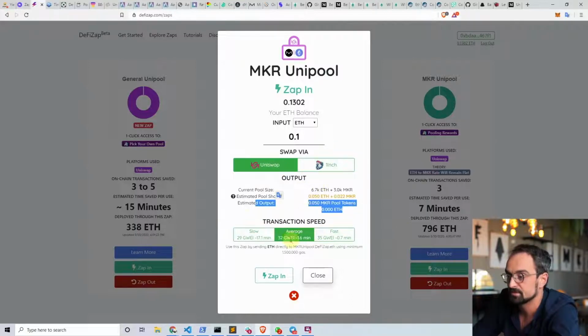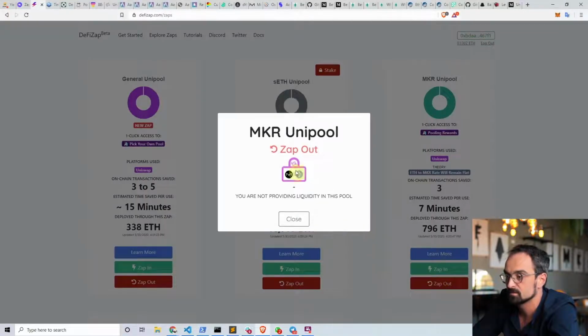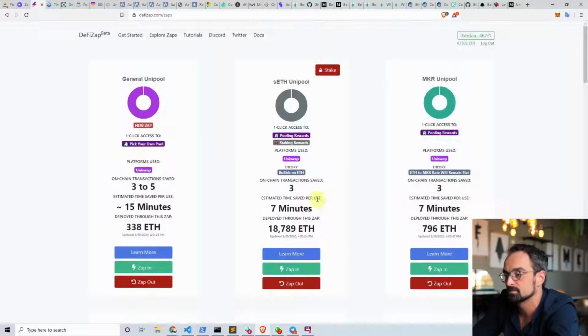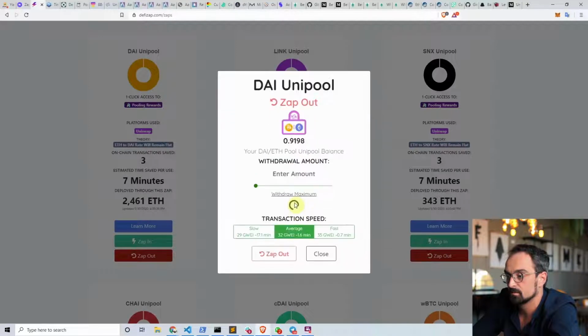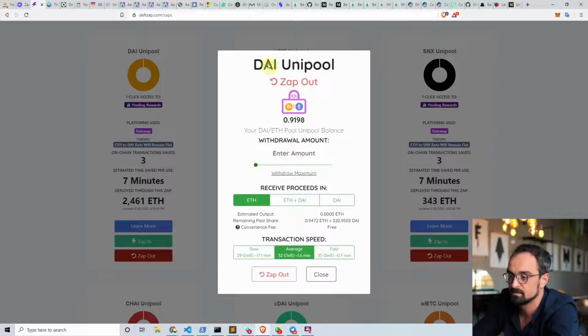And another cool thing is I can also easily zap out. So let's say I have an investment in this, and then I want to zap out. I can easily zap out of this position. So here you see, I actually invested some in this DAI pool, and if I want to zap out a little bit, I can do that here.